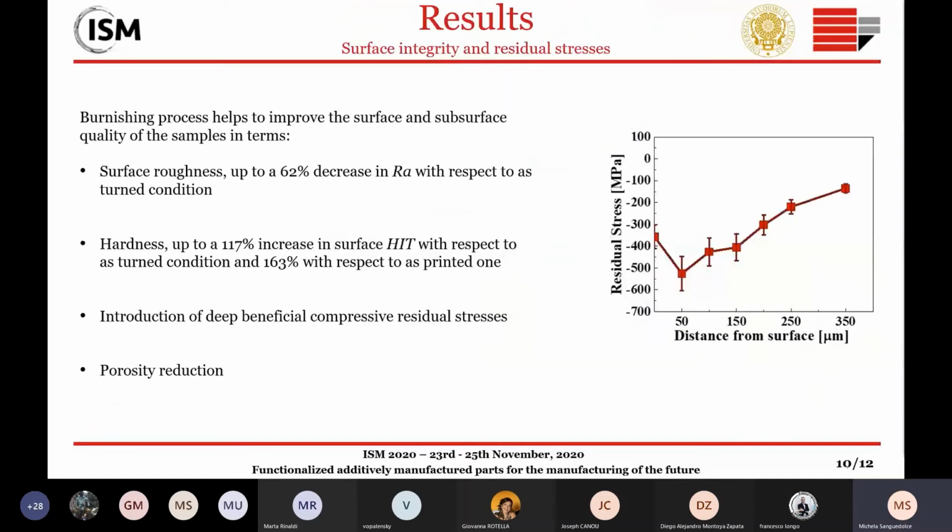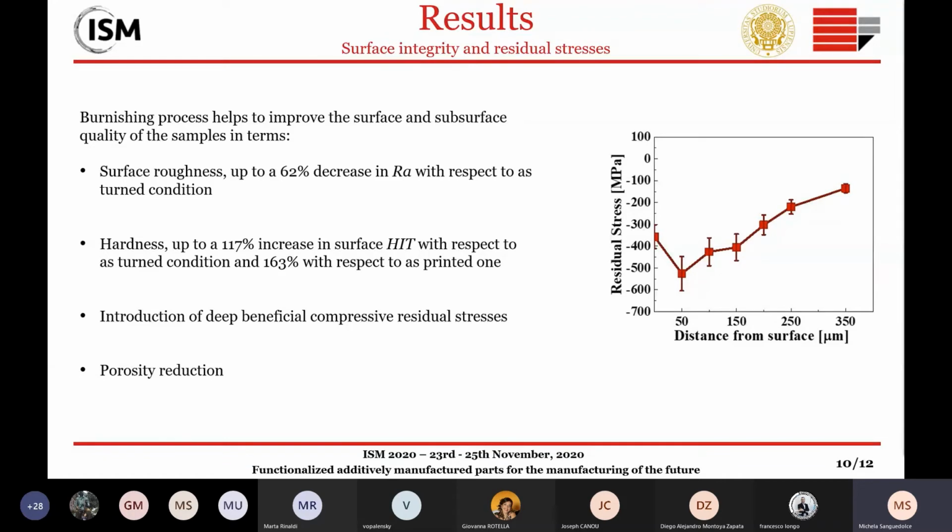As concerns the results, we have noticed the burnishing process can help to improve surface and subsurface quality of the samples in terms of reduction of the surface roughness up to 62% with respect to the as-turned sample. Also, in terms of hardness, the surface hardness can be increased up to 117% with respect to as-turned conditions, while with respect to the as-printed ones, up to 163%. Also, we noticed a significant introduction of beneficial compressive residual stresses and a porosity reduction.